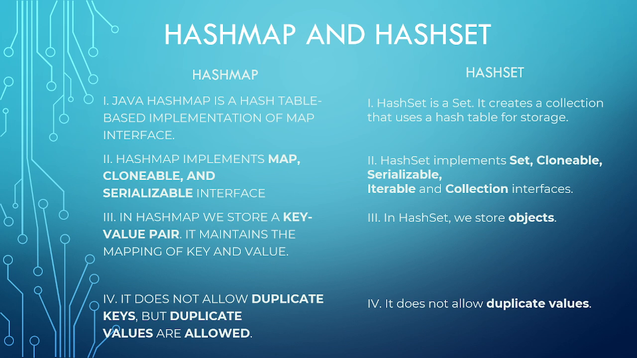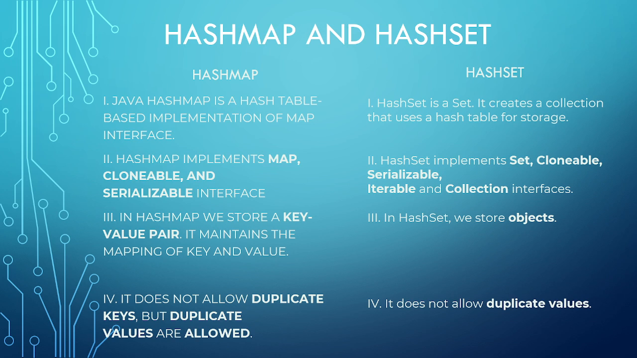Then the third point: in hash map we store key value pairs. We notice, guys, that for a map, when you add or retrieve any data, you go for that key and value pair. Suppose we have a name; with respect to the name, you add some values. In the same manner, third point of hash set: in hash set we store objects. We have to create an object, and through that we add whatever data we have.